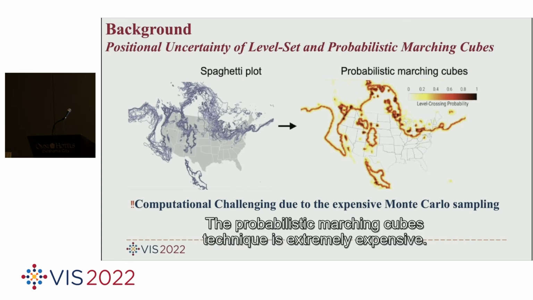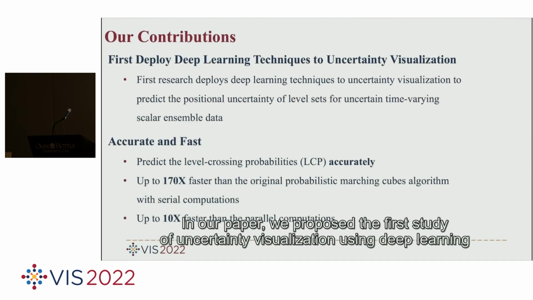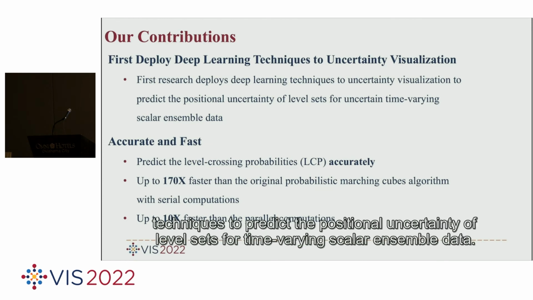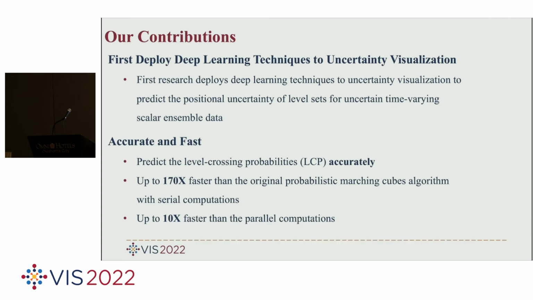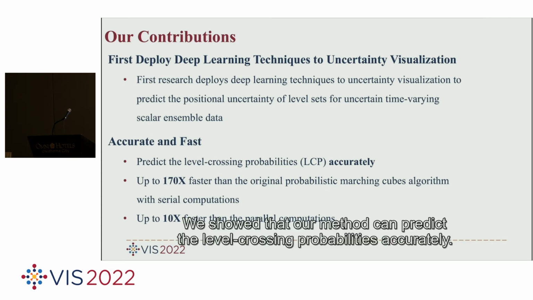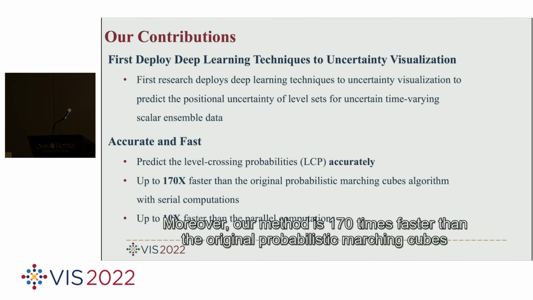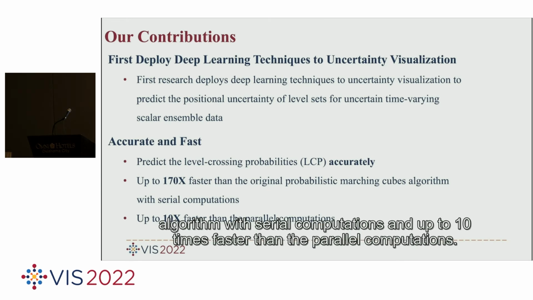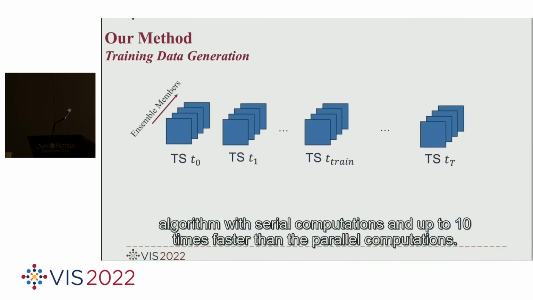extremely expensive. In our paper, we proposed the first study of uncertainty visualization using deep learning techniques to predict the positional uncertainty of level sets for time-varying scalar ensemble data. We showed that our method can predict the level crossing probabilities accurately. Moreover, our method is up to 170 times faster than the original probabilistic marching cubes with serial computations, and up to 10 times faster than the parallel computations.